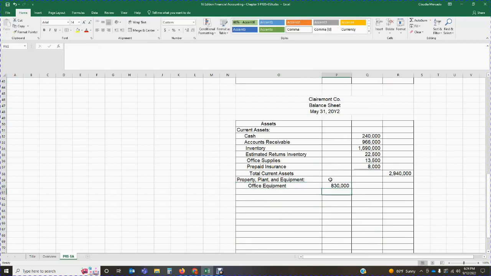The reason I'm putting it in the first column is because we have to make some calculations because of the depreciation. So we have to calculate the book value of each of the assets. Okay. So we're going to start off with the value of the asset, $830,000, and then we're going to deduct any accumulated depreciation, depreciation for the office equipment. Okay.